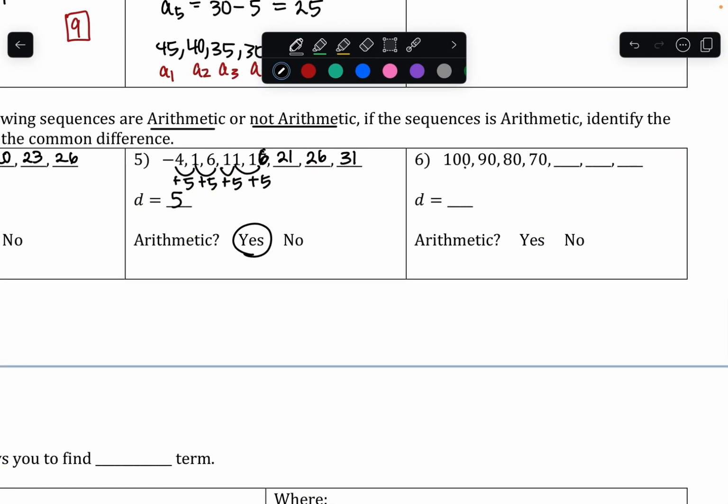Okay, in this next one, we are subtracting 10, subtracting 10, subtracting 10, and so we can keep going by subtracting 10, and this would be arithmetic with a common difference of negative 10.